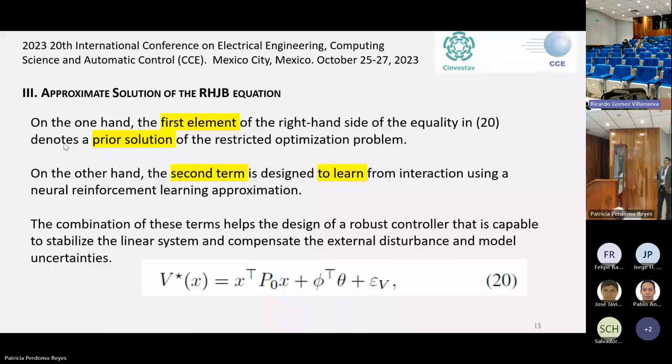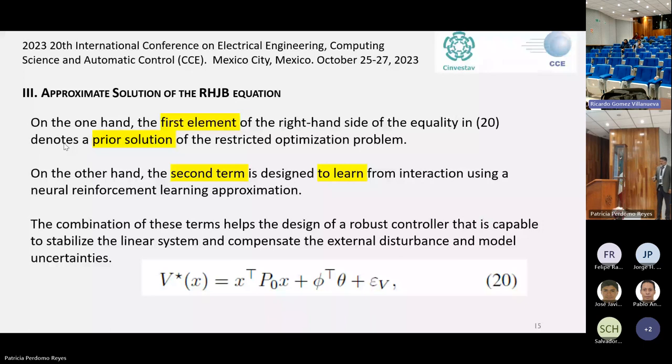Some important comments before continuing. On the one hand, the first element of the right-hand side of equation 20 is a prior solution of the restricted optimization problem. On the other hand, the second term is designed to learn from the iteration using a neural reinforcement learning approximation. The combination of these terms helps to design a robust control that is capable of stabilizing the linear system and compensating the external disturbance and model uncertainty.